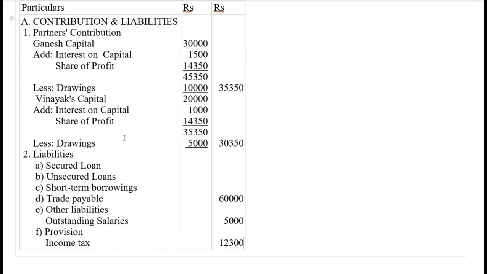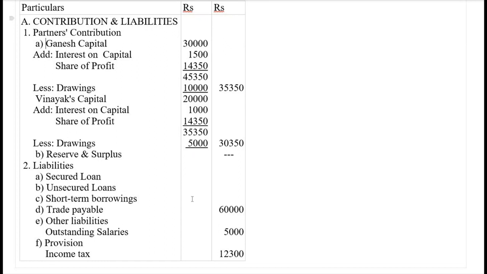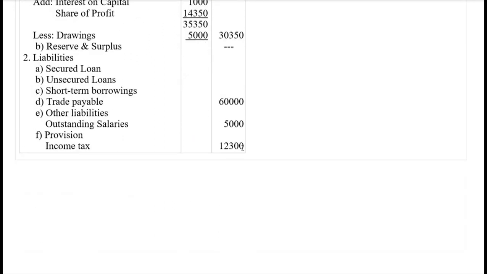So the sum, I think I left one more here. Of course that is not there, but still let me write here B, reserves and surplus. In this problem there is no reserve. Just let me put a dash here. Then this is A. So when we take the sum of this, it comes to rupees 1,43,500.